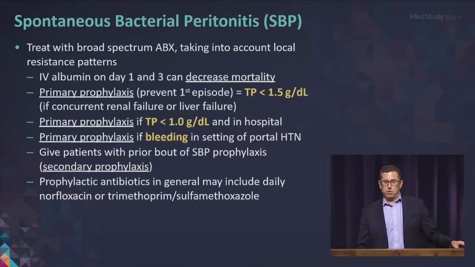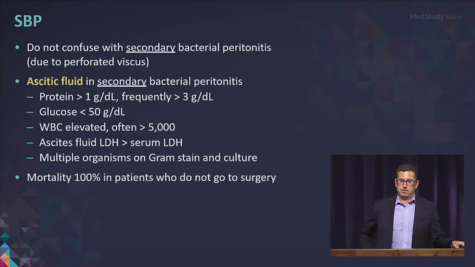So key points for treatment, you want to treat with broad spectrum antibiotics. IV albumin on day 1 and day 3 will actually decrease mortality. There are some details here on prophylaxis, but we're running out of time, so I'm not going to go into detail. The bottom line is if you have low total protein in the ascites, you're at higher risk for infection, and you're going to want to consider prophylaxis.